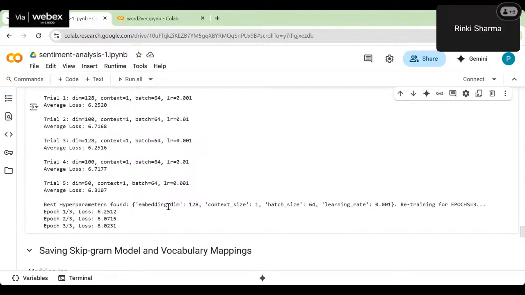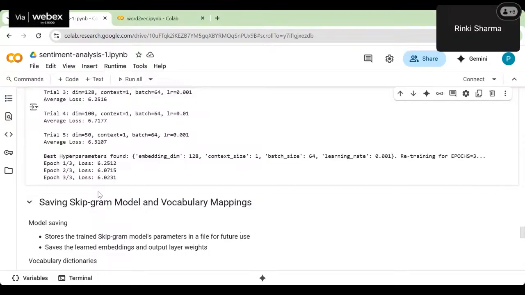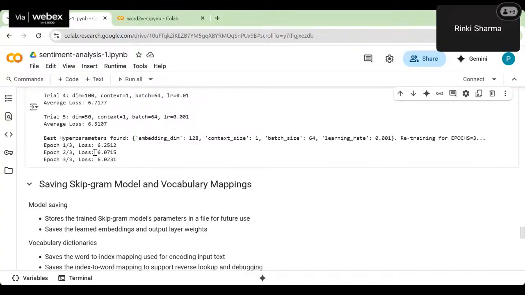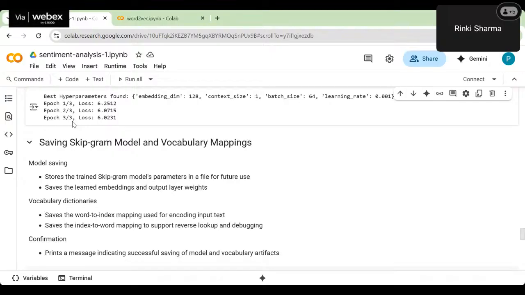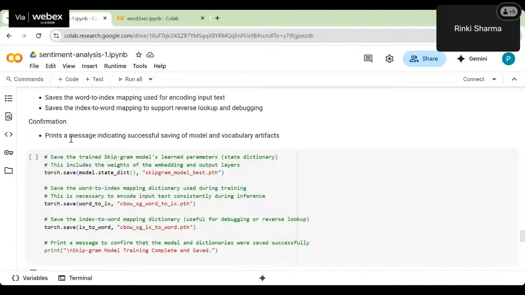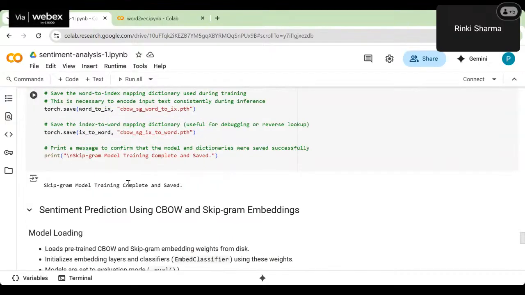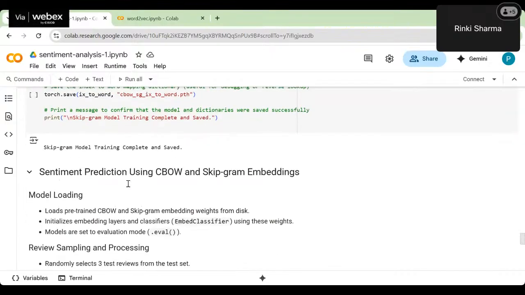We retrain our model. Again, I have retrained it for 3 epochs only, as if you want to increase your accuracy, or you are training your model for a task which requires very high precision, you can increase the number of epochs. So after the training of the skipgram model, we save it. We have saved our skipgram model. So this is how we saved our skipgram model.